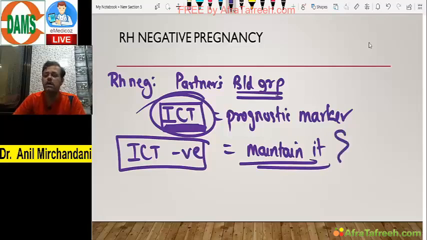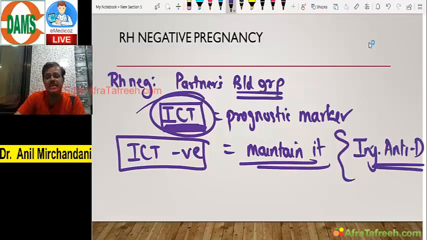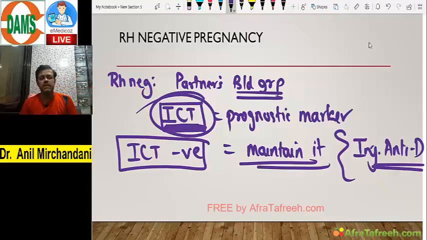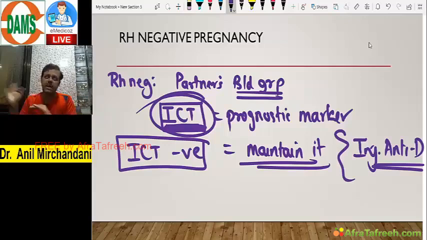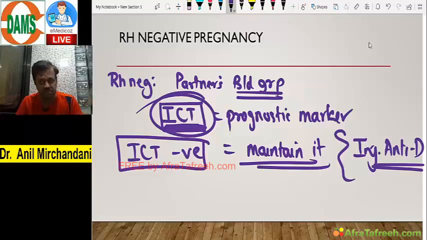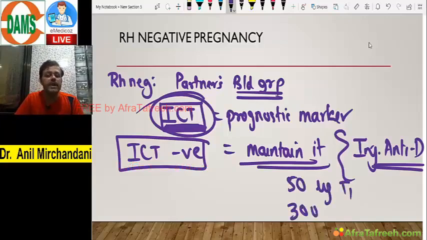Sir, how? By giving injection anti-D at the right time, at the right dosage. What is the right dose, sir? Many times I am asked, sir, is the dose 300 for first trimester, second trimester, third trimester? Understand that the right answer, even as per ACOG, is 50 microgram for first trimester and 300 microgram beyond the first trimester. 50 for T1, 300 for T2, T3.